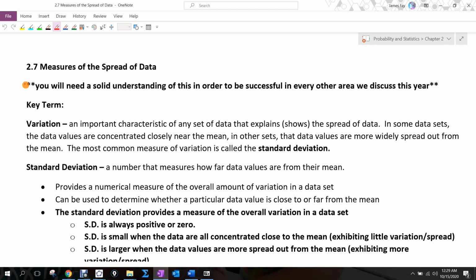Now I can essentially ask myself, how do I compare to the average? And when I ask that, it ultimately tells me how I compare to each and every other individual weight of other people in the class. So in some data sets, the data values are concentrated closely near the mean. In other sets, the data values are more widely spread out from the mean. The most common measure of variation is called the standard deviation. Standard deviation is a number that measures how far data values are from their mean.